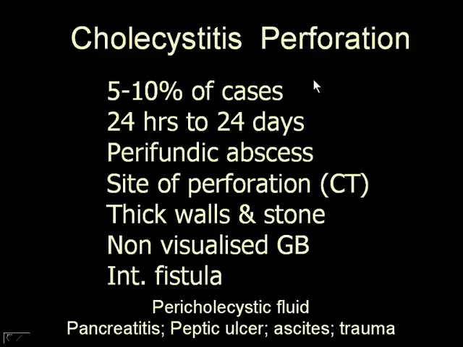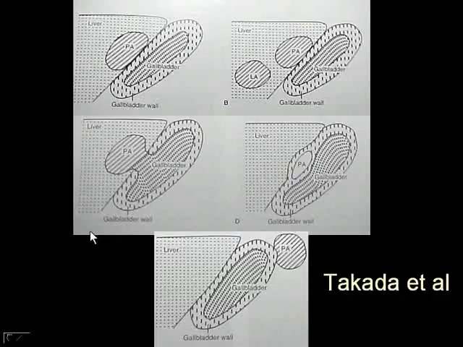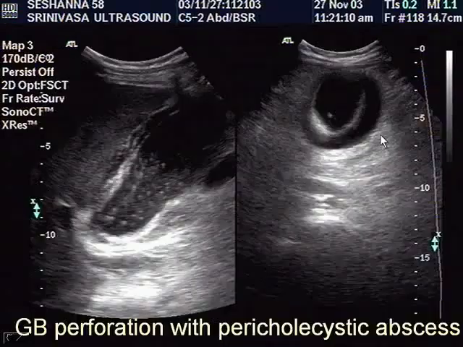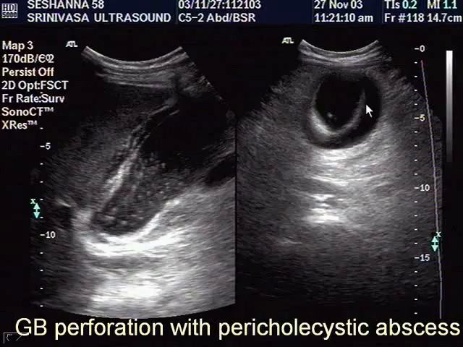Perforation is again important, and the way you pick up a perforation is to show that there's pericholecystic fluid already. There are patterns which Callan gives you, Takada et al., and we will see a few of these. That's a gallbladder, that's a pericholecystic fluid collection. That's a small abscess happening over there. That's a gallbladder, and that's extensive pericholecystic fluid. That means there has been perforation somewhere.